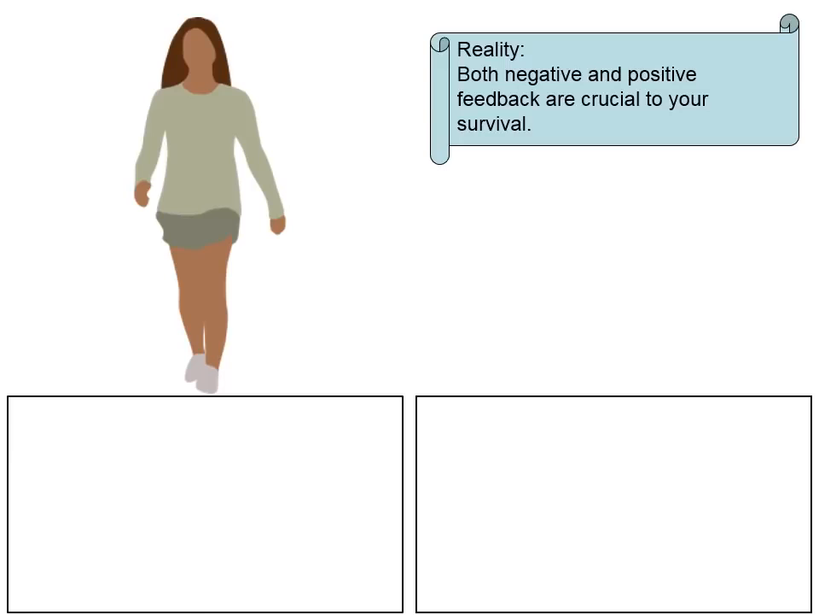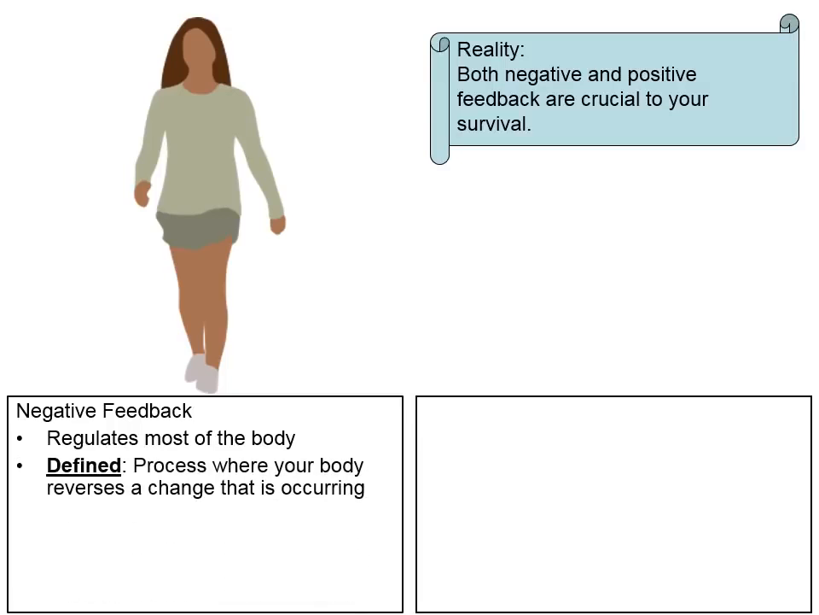Well, let's go ahead and actually start with negative feedback. Negative feedback is what regulates most of the homeostatic levels of the body. And it's the process where our body will reverse a change that may be occurring. And this is what keeps our bodies at set points. For instance, our temperature has a set point of about 98.6 degrees. If we get too hot, we will sweat. If we get too cold, we'll shiver, all designed to keep us at our set point.